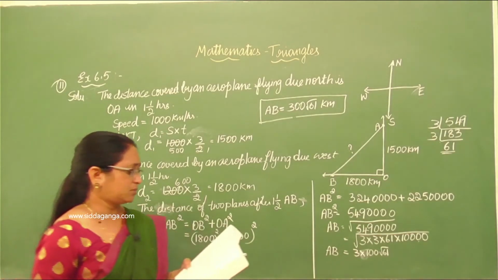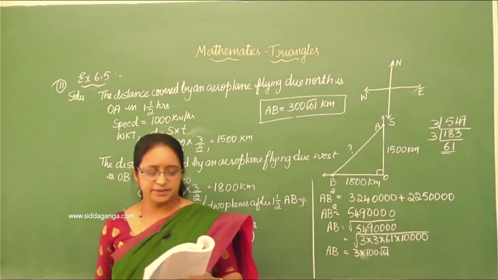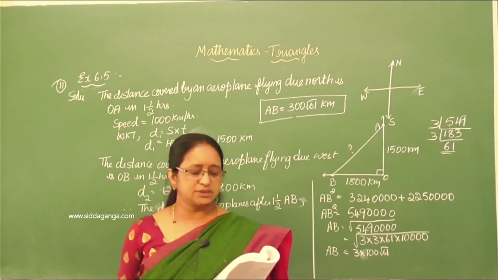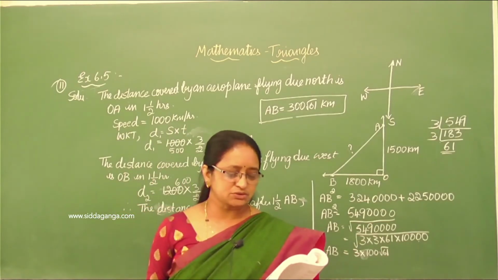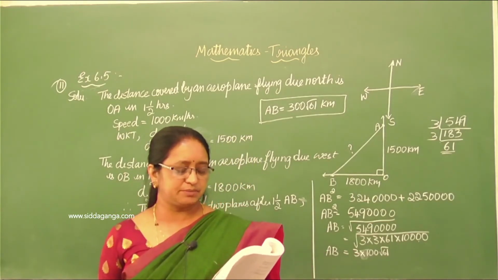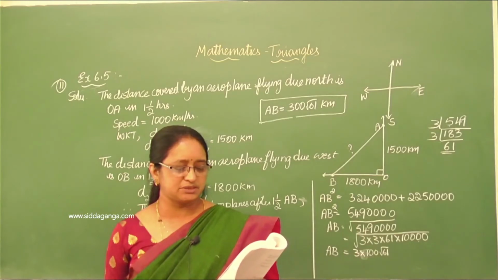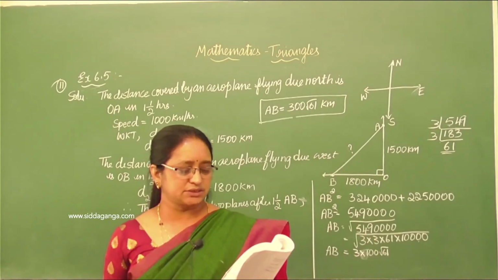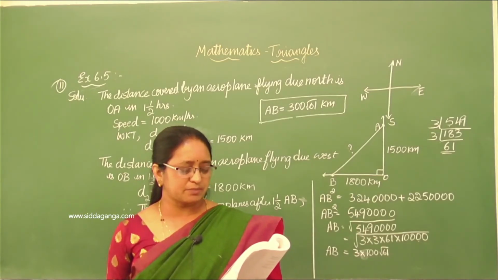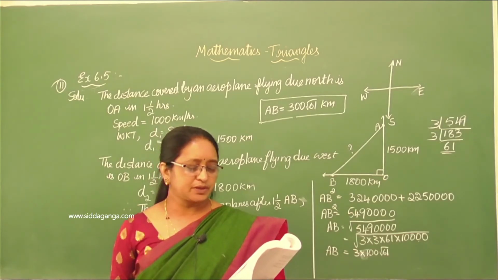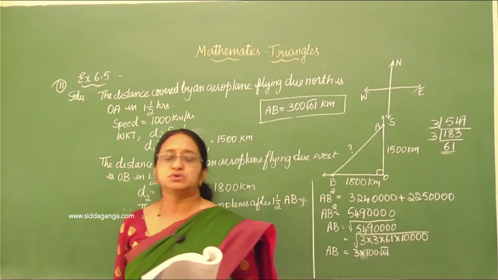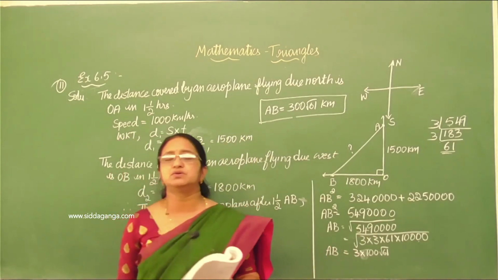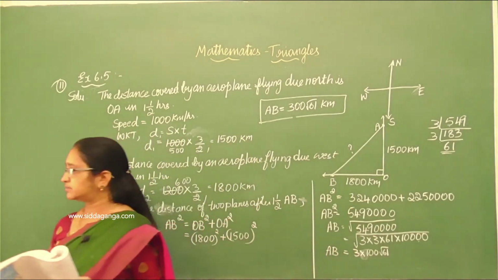The last problem for today, I'll take up the 13th problem. D and E are the points on the sides CA and CB respectively of the triangle ABC, right angled at C. Prove that AE square plus BD square is equal to AB square plus DE square. The diagram is not given, so you have to draw the diagram carefully.